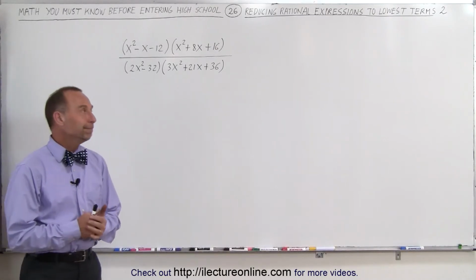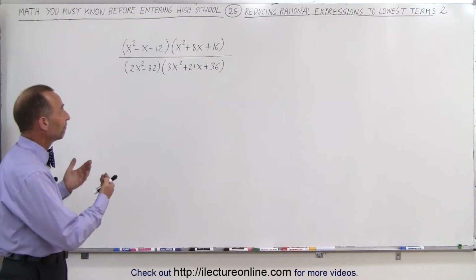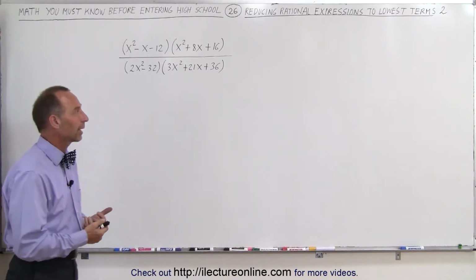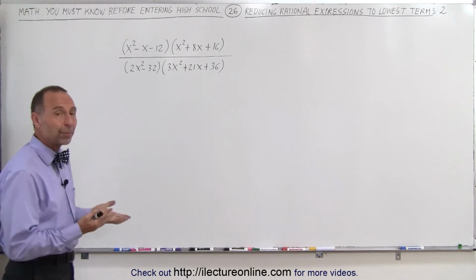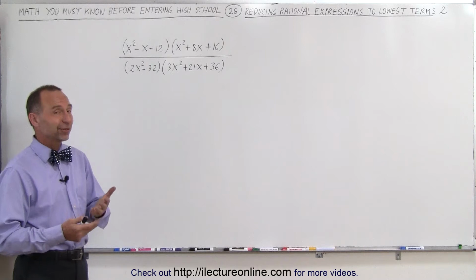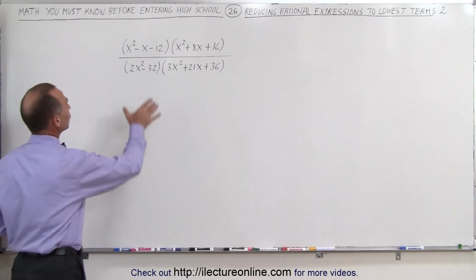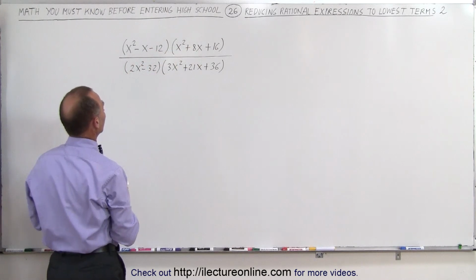Welcome to Lectern Line. Here's our next example where we're trying to reduce this by factoring both the numerator and the denominator and see what common factors we can cancel out. Looks like a very complicated problem, but these are the type of problems that are often very fun because of the cancellation process. So let's see what we can do here. We're going to try to factor this and this and this and this and see what we end up with.